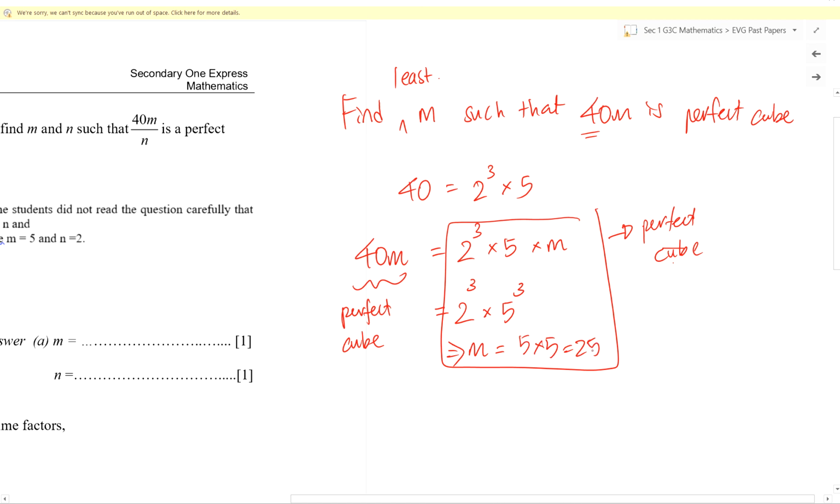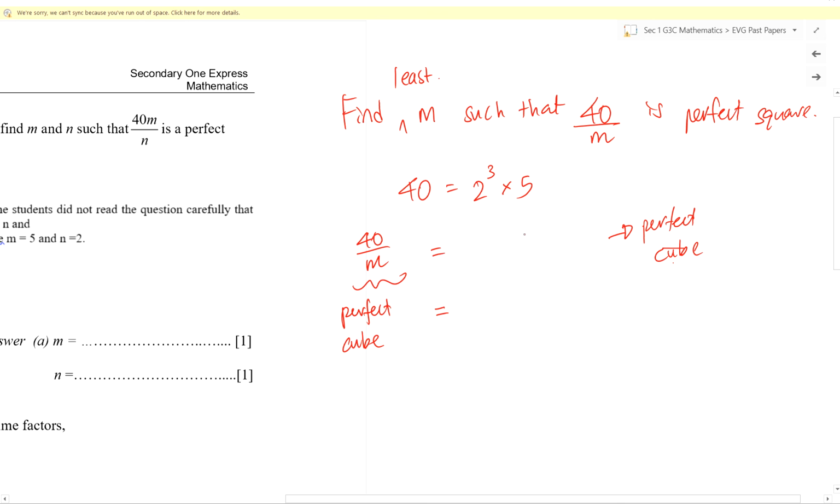Okay, the variation to this question is divided by m. Perfect square. Okay, so now I'm going to put it as 40 over m. 2 power 3 times 5 over m. Now I want this to be a perfect square.